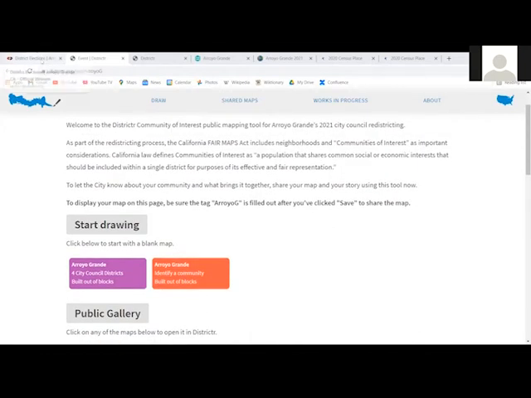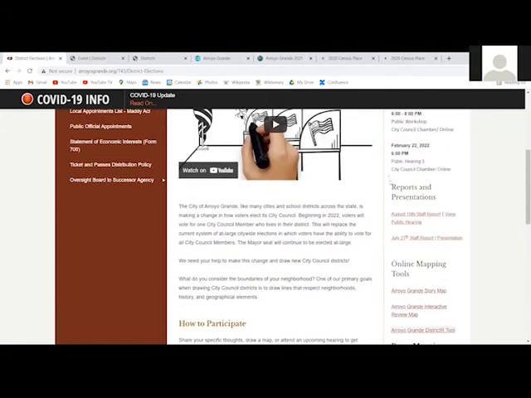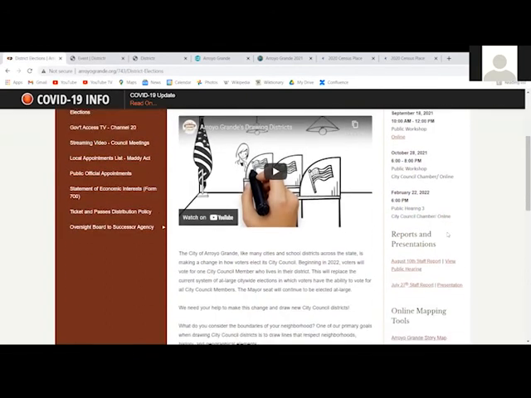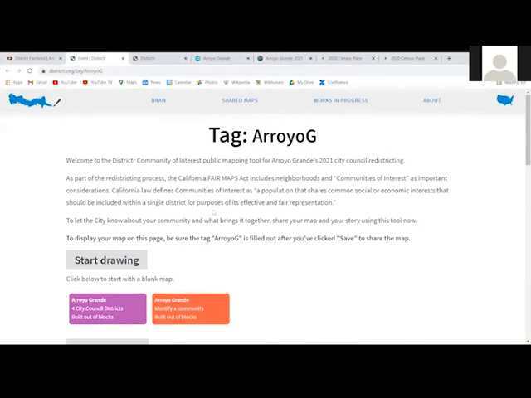Yeah, okay. So if you go to arroyogrande.org/districtelections, you will look at the right side of the screen, and under online mapping tools, you'll see Arroyo Grande District Art Tool. You click on that link and it will take you here. And then you will see under Start Drawing that there are two options. There are two buttons, a purple button and a red button.